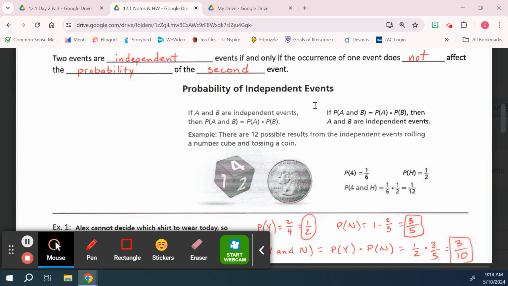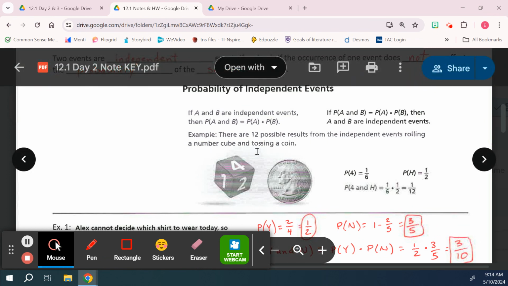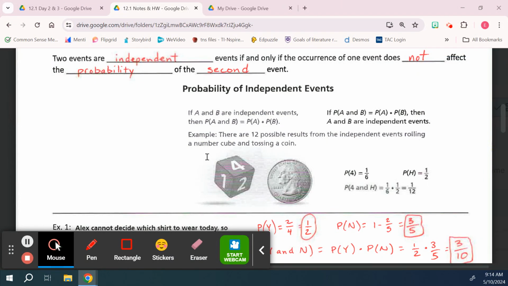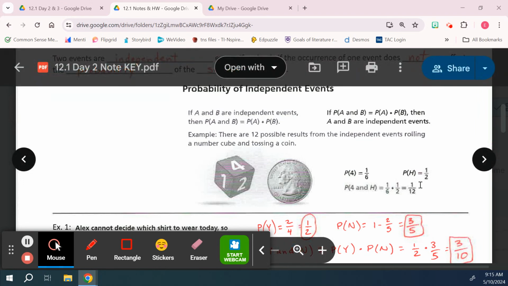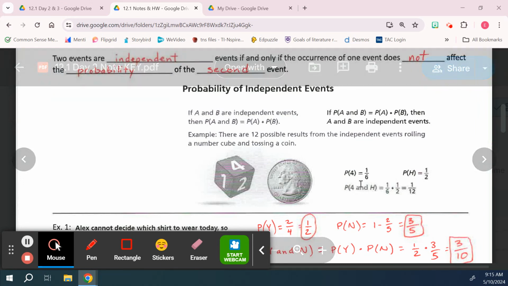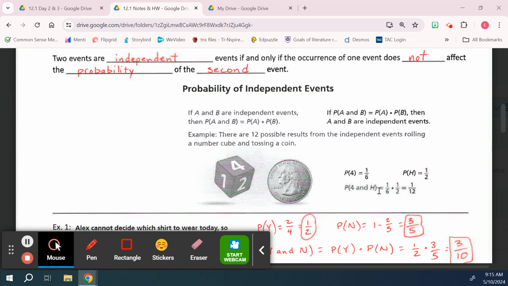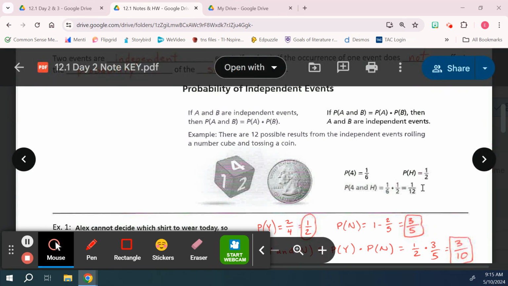Okay. But as you can see here in this example, it says there are 12 possible outcomes from the independent event rolling a number cube and tossing a coin. These two are not related, right? Everything's going to have its own unique probability. So if we're talking about the probability of getting a 4 on the die, that's 1/6. The probability of flipping the coin and getting a head is 1/2. Now, the probability of a 4 and a head is going to be 1/6 times 1/2, which leaves you with 1/12. Okay. So just keep in mind, these are not necessarily mutually exclusive, but they are independent of one another.